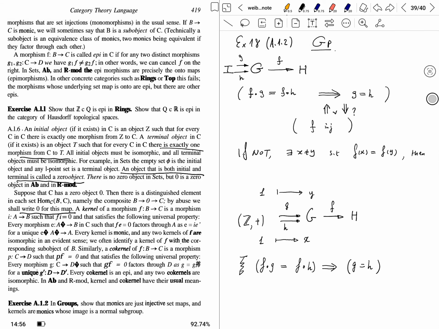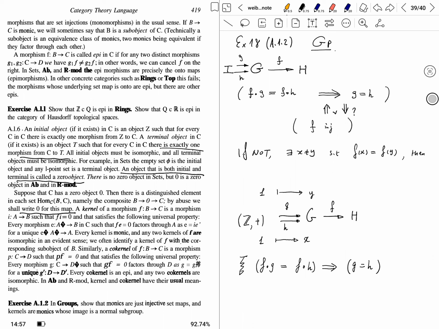Exercise 18 corresponds to exercise 8.1.2. In the category of groups, show that monics are just the injective set maps. It is claimed in Weber's book, in this context, that for any concrete category, monomorphisms are equivalent to injective maps in the theoretical sense.